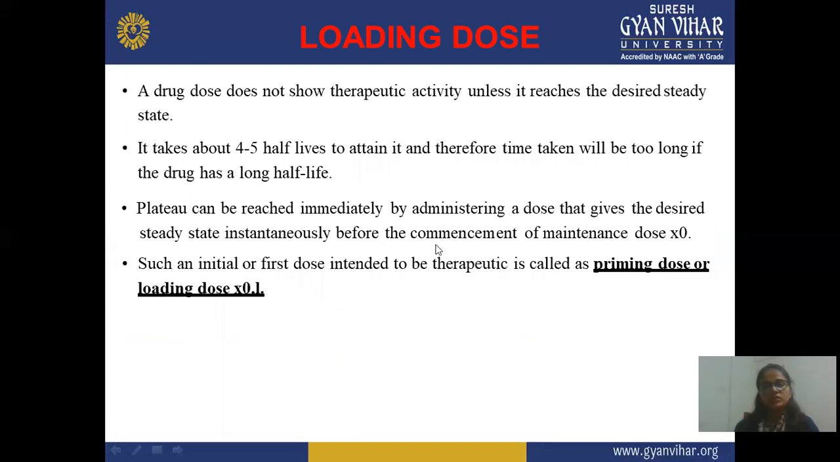Next is the loading dose. In this, the drug dose does not show therapeutic activity unless it reaches the desired steady state. Means the suitable therapeutic and pharmacological response is not seen in the required amount until it reaches steady state. It takes about 4 to 5 half-lives to attain it, and therefore the time taken will be too long if the drug has a long half-life.